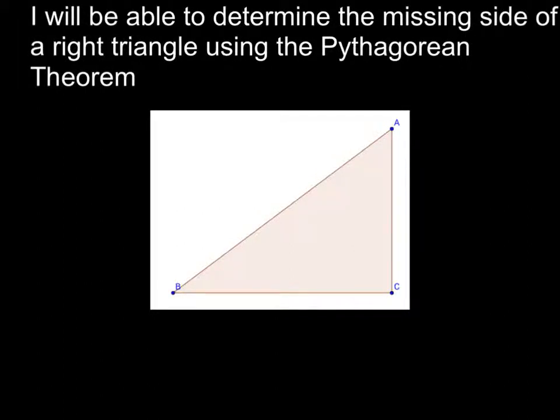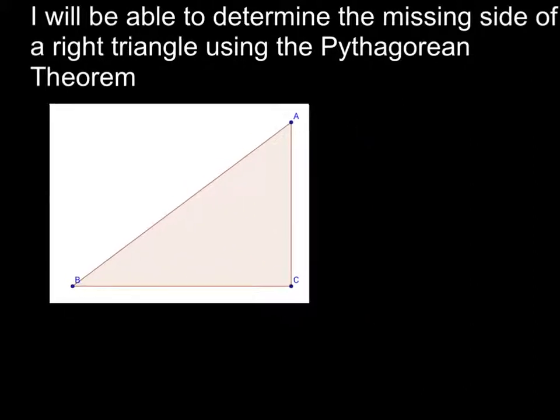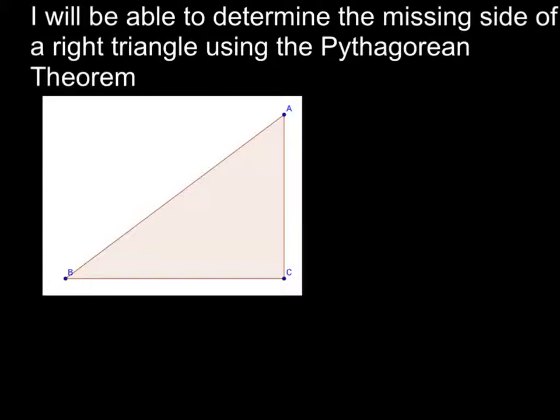Hello, so our goal today is to find or determine the missing side of a right triangle using the Pythagorean Theorem. And today we're going to start out with just a few numbers. We'll do an example, we'll solve for a missing number, and then we'll throw in some expressions for the sides as well that contain a variable, and we'll have to solve for that variable.